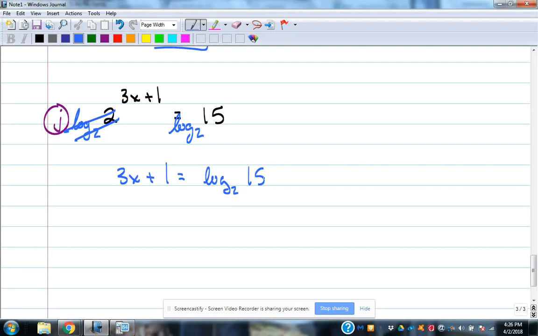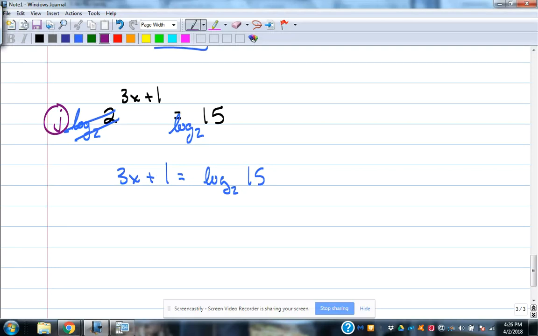So the log base 2 canceled out the base of 2. On the other side, we got log base 2 of 15. That's just a number. It's like 6. It's not 6, but it's a number. Okay. Now, we just need to get x by itself.